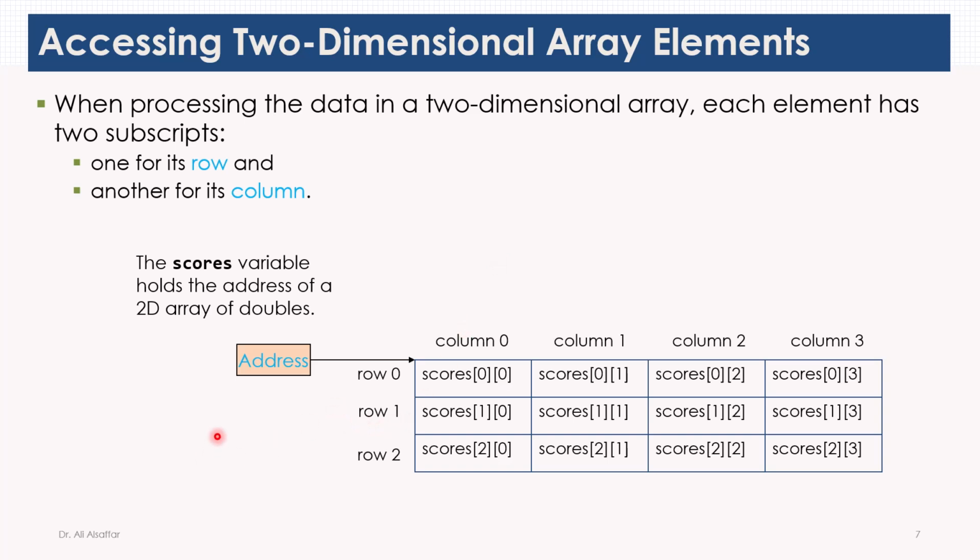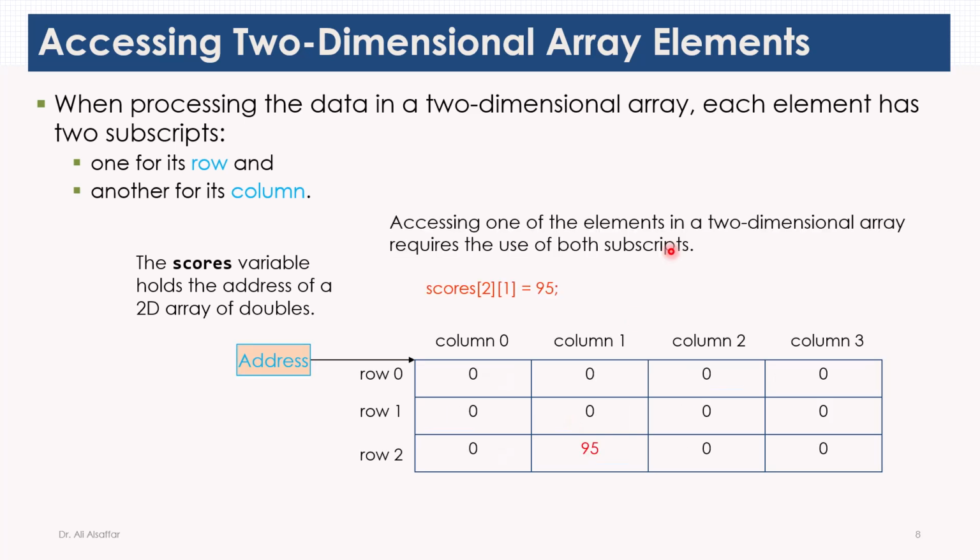So when you say, for example, scores[1][2], you are referring to row 1, column 2, so we are referring to this element. The name of the array itself is a pointer to a two-dimensional array, and when you specify the first dimension only, then it's a pointer to a one-dimensional array. When you specify the second dimension, then you are referring to an element inside this two-dimensional array, which you can treat as an ordinary variable of the array base type.